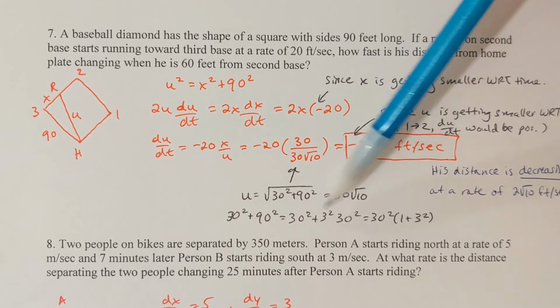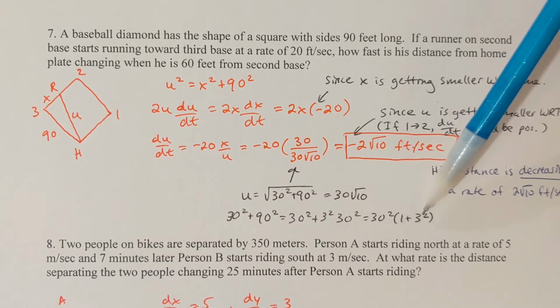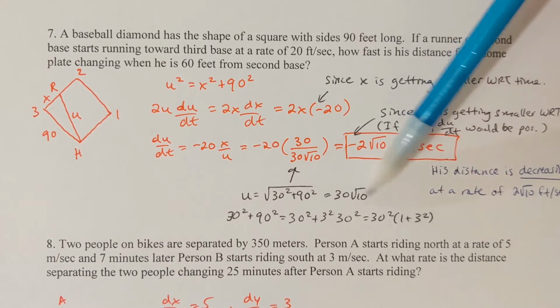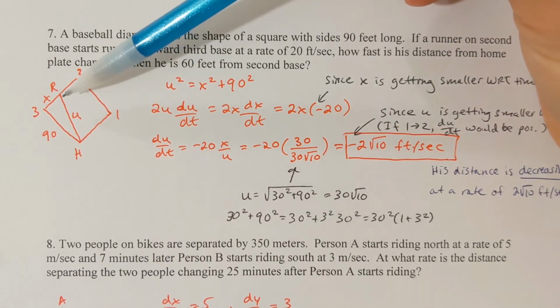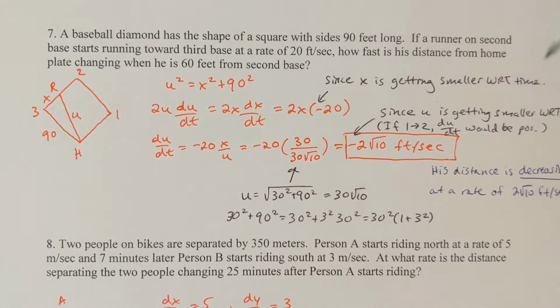So 3 squared times 30 squared would give me 90 squared. 30 squared is in common to these two terms. You can factor that out, and you get 30 squared times 10. The square root of 30 squared would be 30, and root 10 would be the leftover here. Okay, so 30 root 10, that would be this distance here, the hypotenuse of the right triangle. That'd be the value of u.